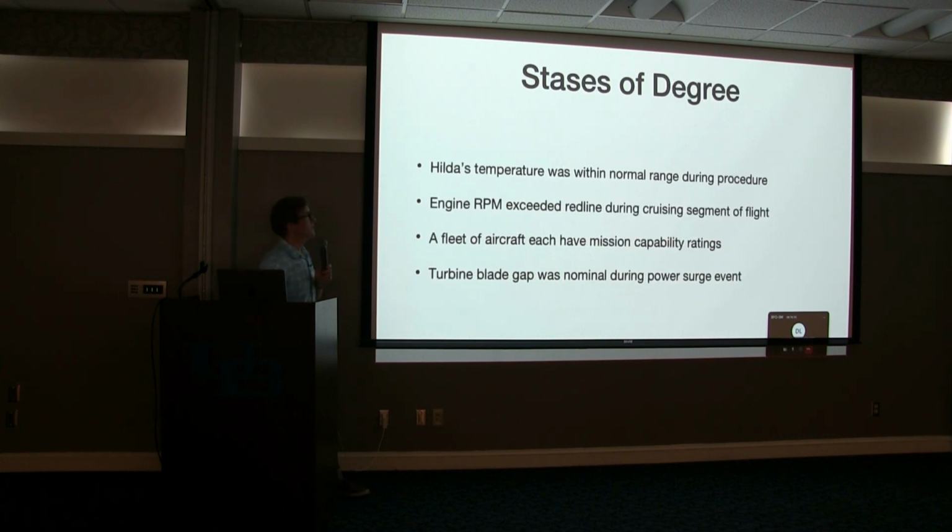Examples of stases of degrees. We talk about the temperature being within a particular range. The RPM of an engine exceeding a threshold during a segment of a flight. We have data about a fleet of aircraft. Part of that data has to do with their capability to perform a particular mission. Or the gap between a turbine blade and the turbine housing, and knowing that it was nominal during a power surge event.